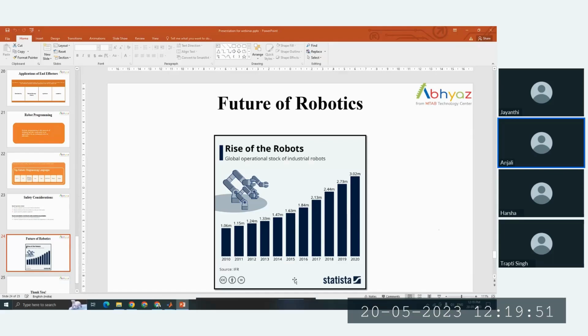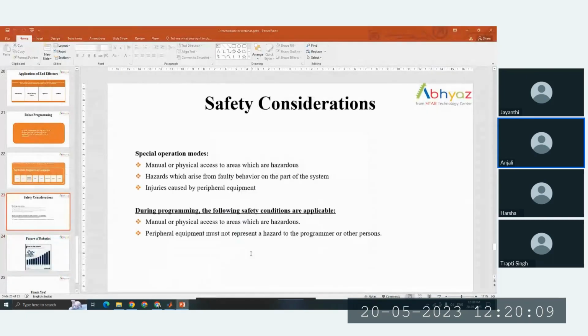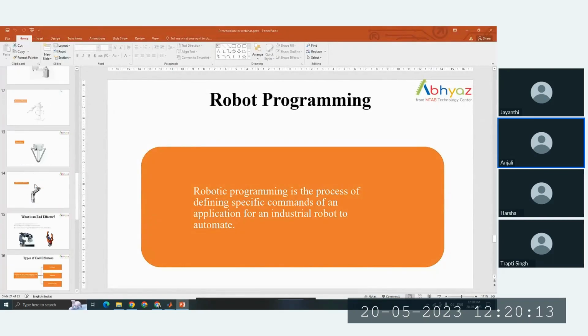Now let me show you an application of this industrial robot. For this, I am writing the forward kinematics code. Forward kinematics is defined as where you give the joint angle values and it gives the end effector position. So you have seen that these types of components are very important. Let me show you here.